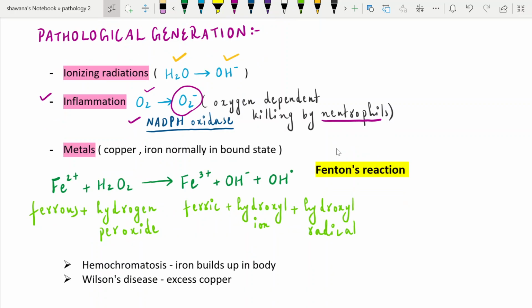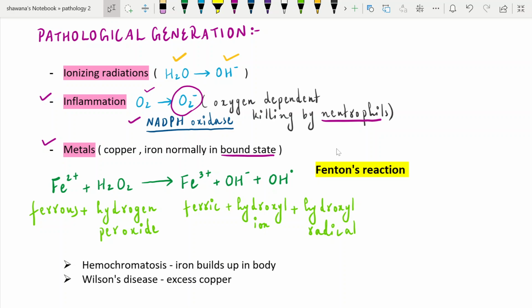The third is metals. There are several metal atoms inside the body, for example copper and iron, and these are normally in the bound state. They must not be present in the free state, but when these metals are present in the free state, they can cause damage. They are normally bound either to metal carrier proteins or to plasma proteins.